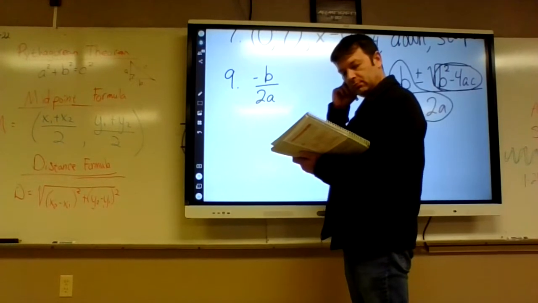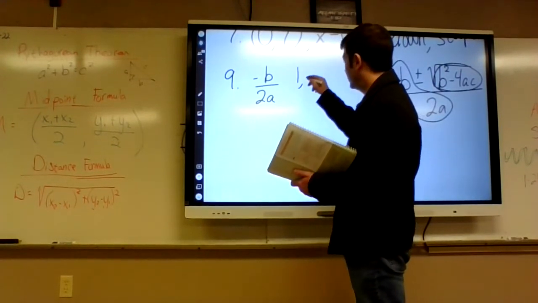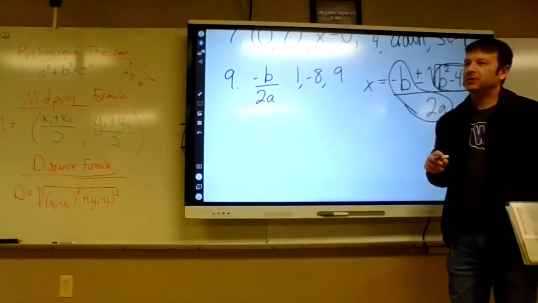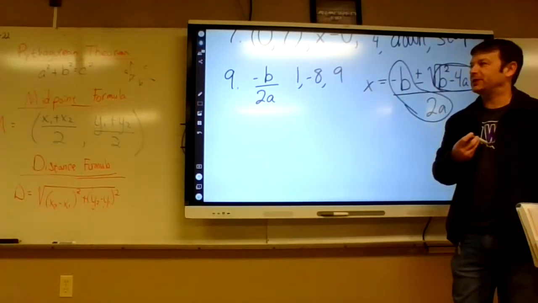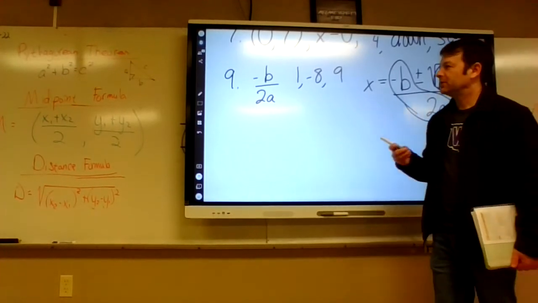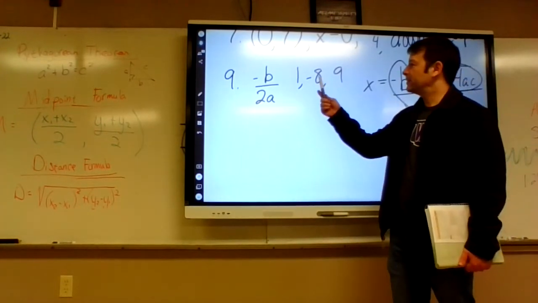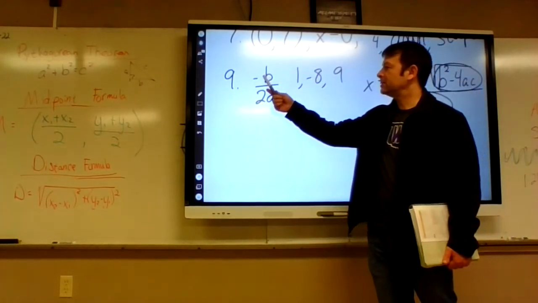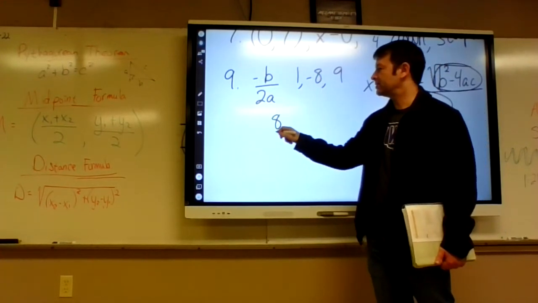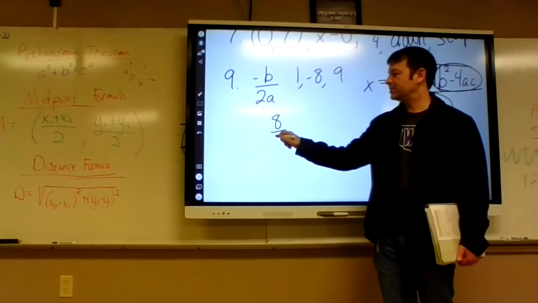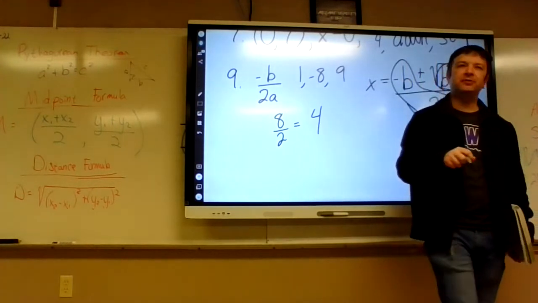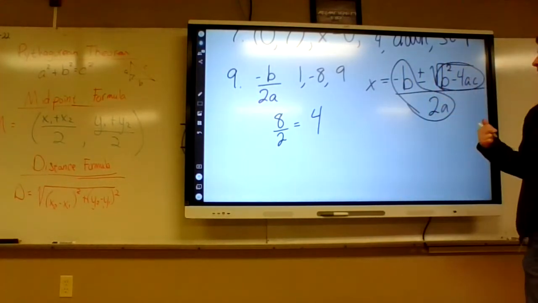1, negative 8, 9. There is another way to do this, but this is the way I taught, and I think it's the easiest way I could think of. So negative b is 8 over 2a, 2 times 1 is 2. 8 over 2 is 4. That's the x-coordinate of the vertex.